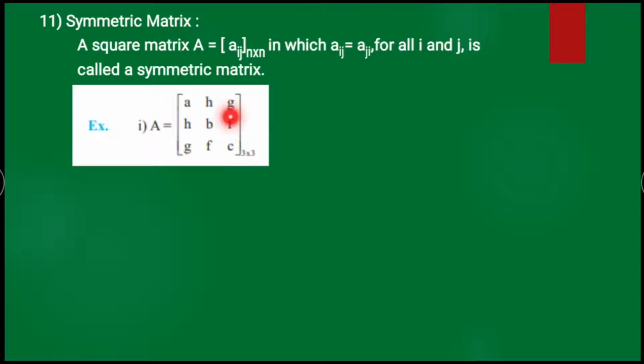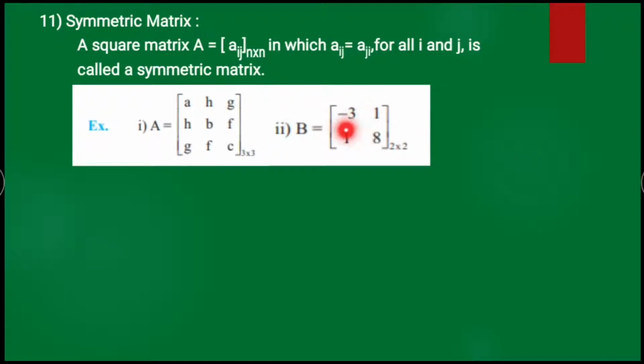this element has position 13 and this one has position 31. Similarly, this element has position 23 and this one has position 32, and this matrix has order 3 by 3. So such a type of matrix is called a symmetric matrix.